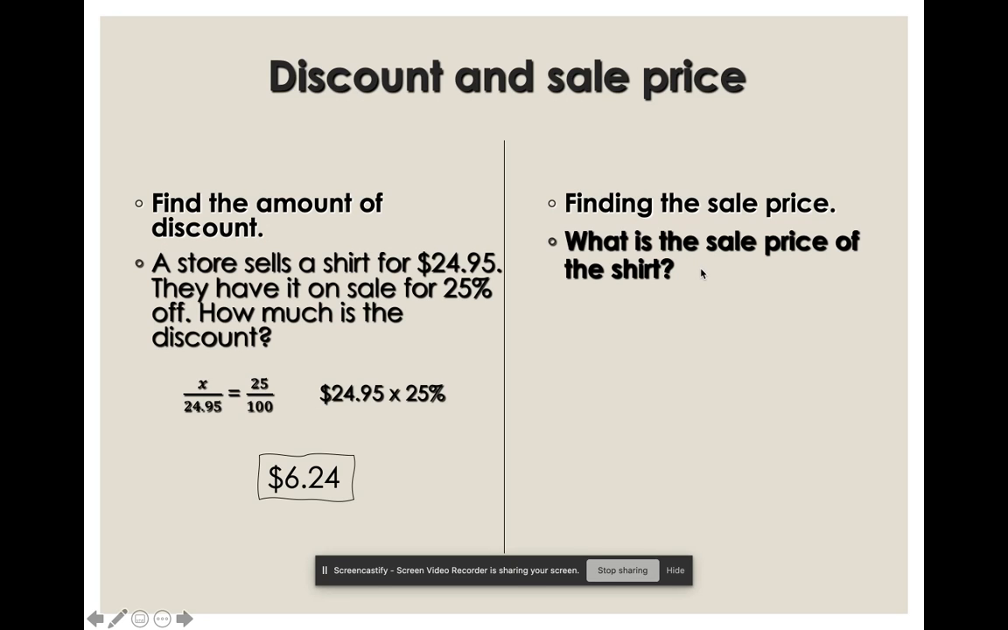So now sometimes they ask us what is the price after the discount, which we again call the sale price. So in this particular problem, we would need to subtract. So we go back to our original amount, which is $24.95. We subtract $6.24 from that, and that gives us our sale price, which is $18.71.